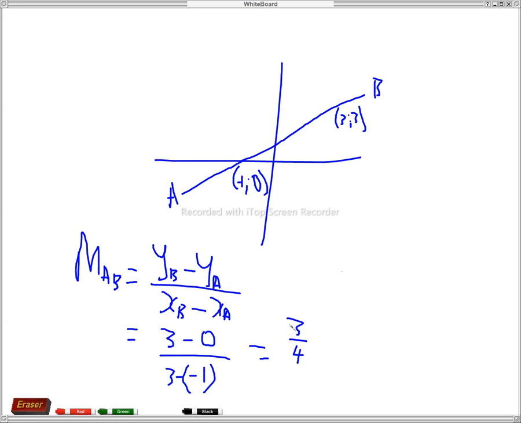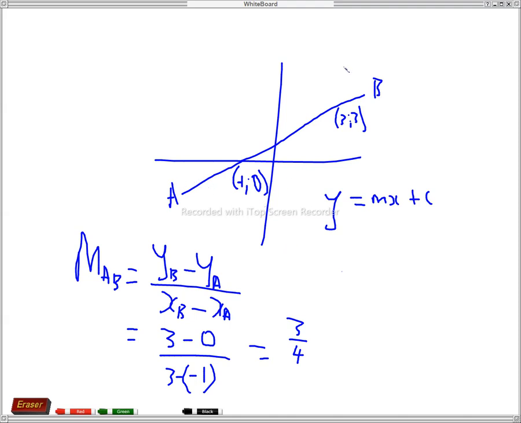So therefore this is the value of the gradient of AB, you understand? Now we have the value of the gradient. So what we can do is say y equals mx plus c. You know this formula, I've told you before about this at functions.